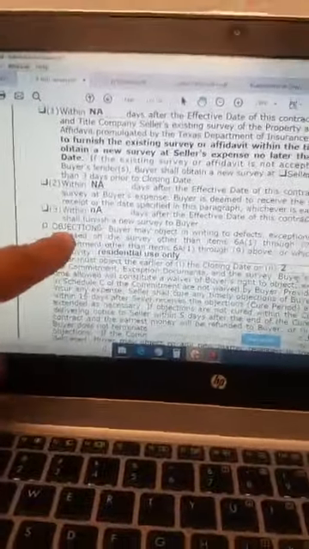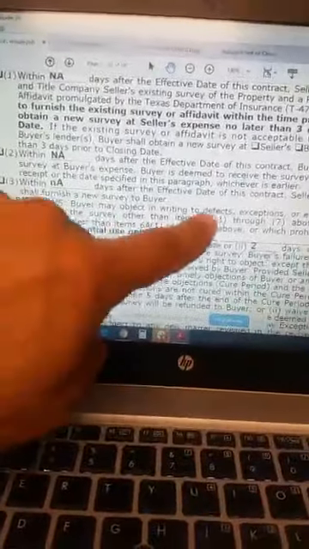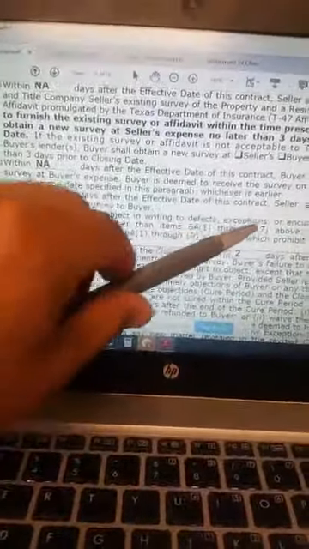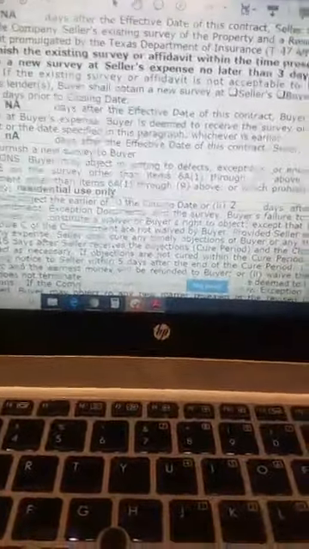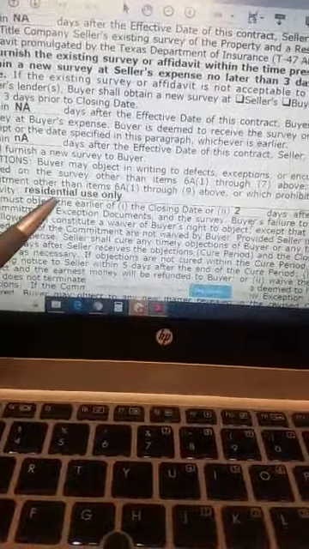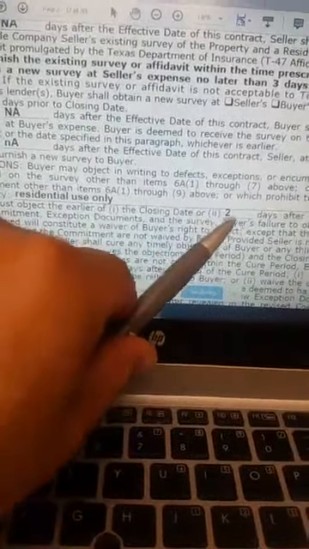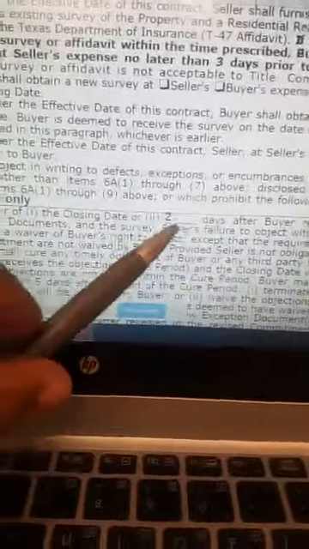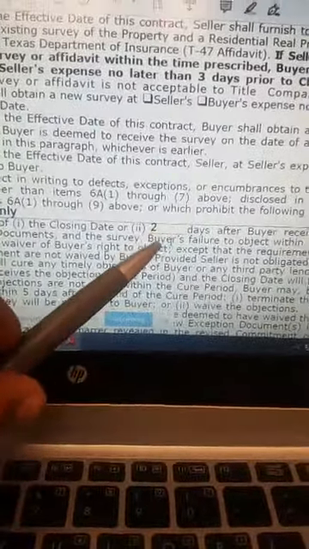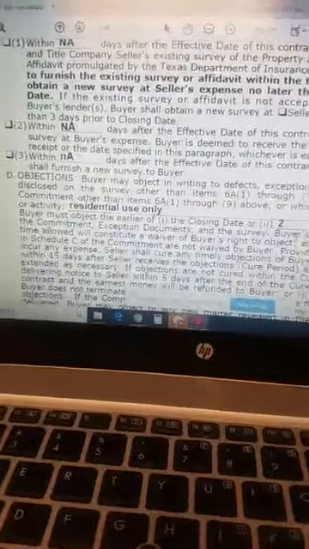So objections. That objections is regarding the commitment. The commitment again talks about if there are any defects, any clouds, encumbrances with the title. Here it says for residential use, if it's a residential house, and so we are asking 2 days. So the buyer must object within 2 days of getting that commitment from the title company, whether they want to move forward or not. If they don't, they get their deposit back.